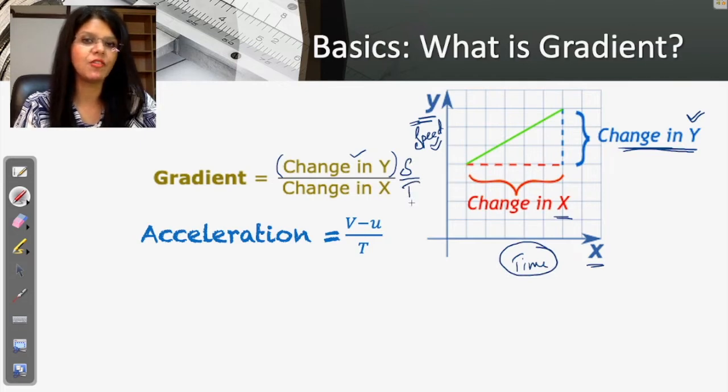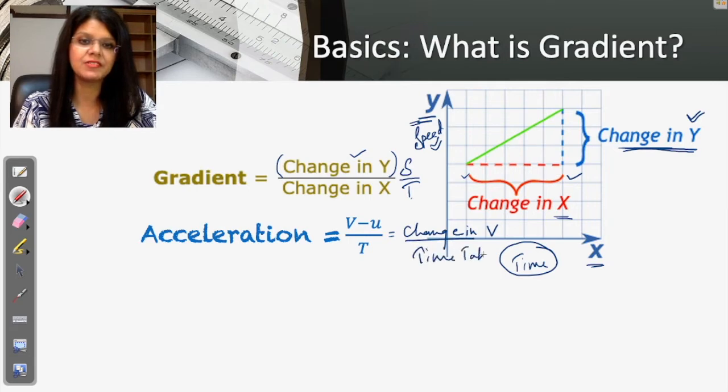Change in speed over the change in time. Change in speed over the time taken for this change to happen. And this we know is the formula for acceleration. Acceleration, if you remember, is the change in velocity over the time taken.